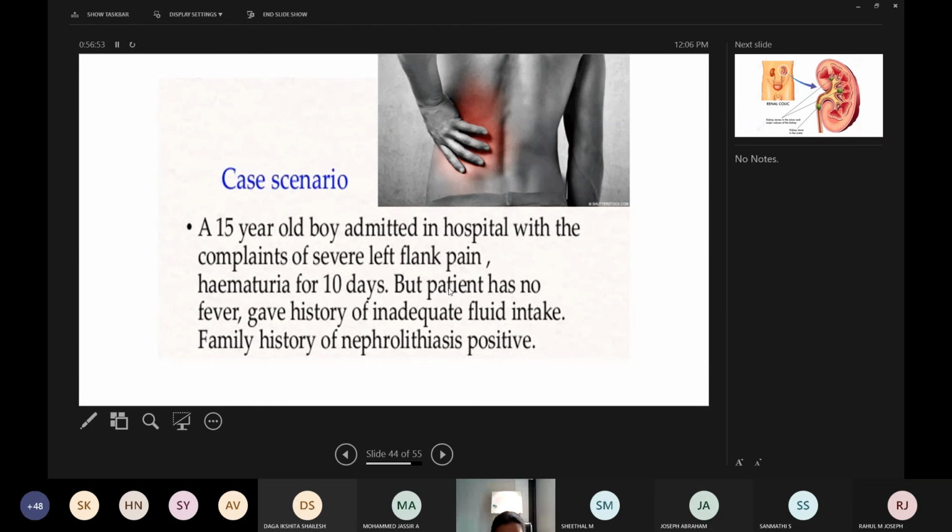What might be the clinical condition? Yes. This is left-sided renal colic.